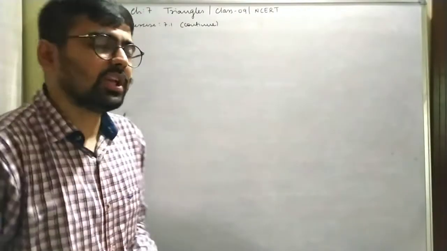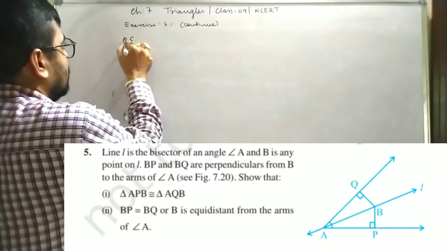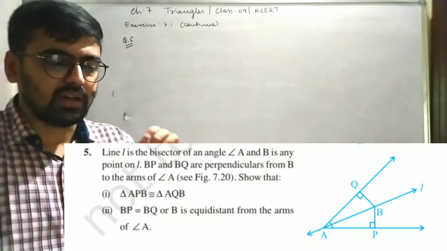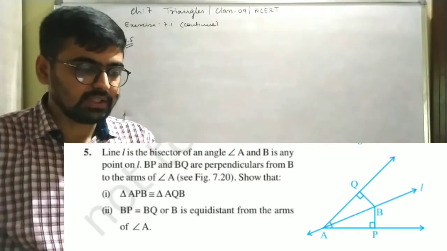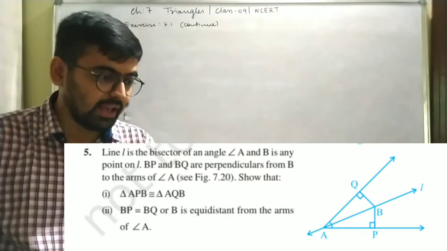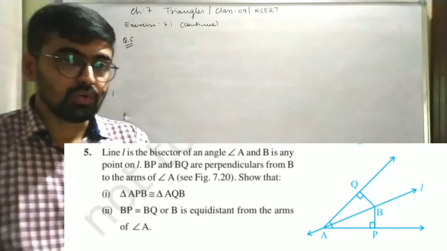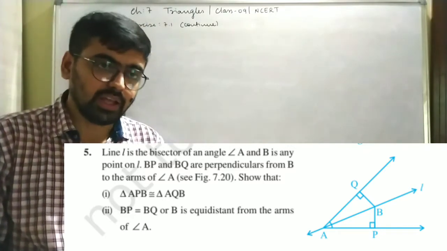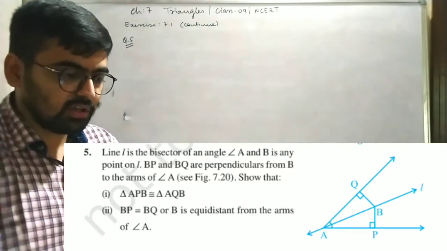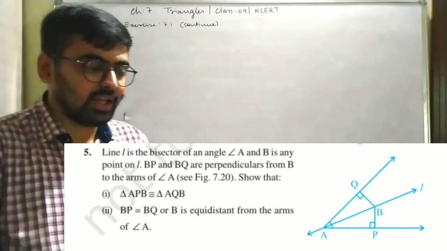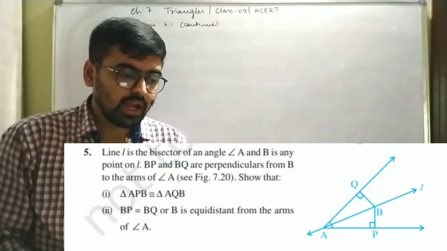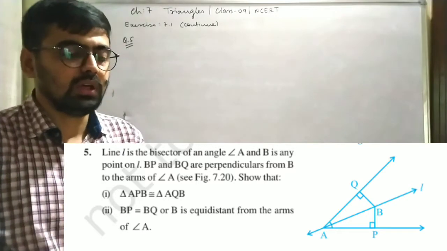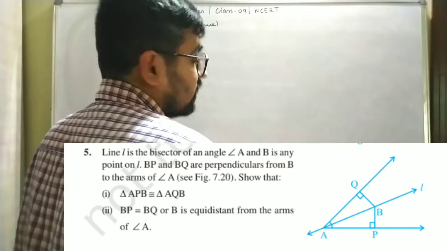Now let's have a look at question number 5. What do we have? Line L is the bisector of angle A and B is any point on that particular line L. BP and BQ are perpendiculars from B to the two arms of angle A, as given in the figure. We have to find two things. Triangle APB is congruent to triangle AQB, and BP equals BQ, or we can say B is equidistant from both the arms, that is, B will be at equal distance from the arms of angle A.